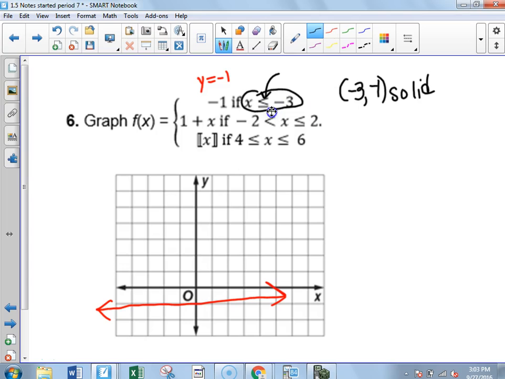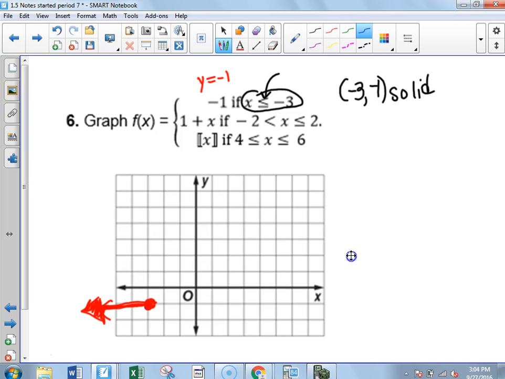Okay, because of the or equal to, it's a solid dot at -3, -1. And then which way does this line go? Because it says less than -3, it goes to the left only, and I have to erase all of this. So draw that piece on your paper. Okay, -3, -1, and staying at -1 going to the left.